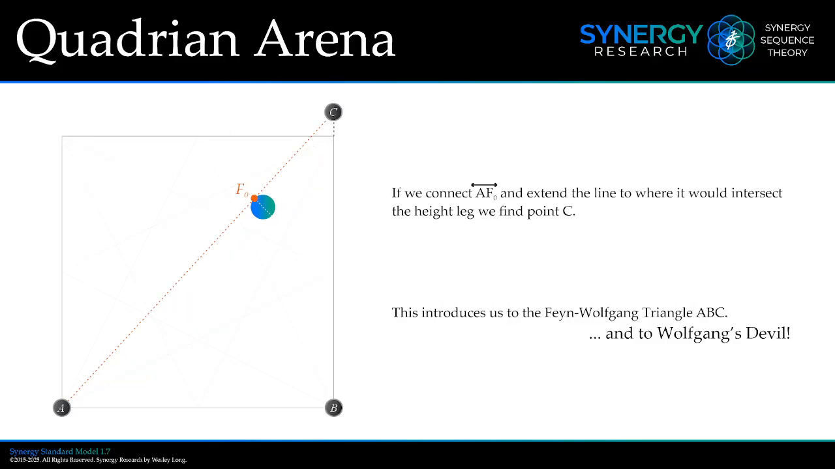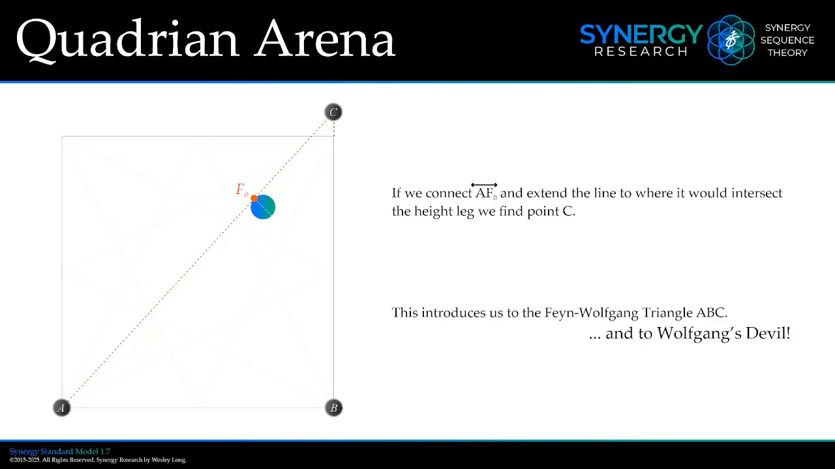And now the geometry steps through its final transformation. A triangle emerges, not by assumption, but by derivation from the symbolic core. This is the Feynman-Wolfgang triangle, the culmination of motion, symmetry, and turning in the Quadrian Arena. What began as a diagonal slice across a square, passing through the resonance of Y, has now unfolded into a complete triangle ABC. Let's follow its construction.